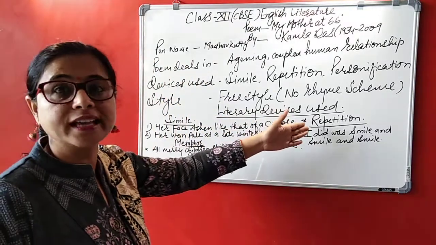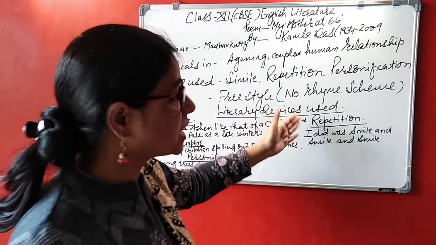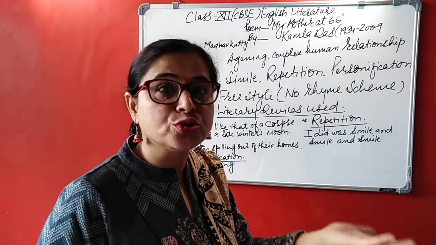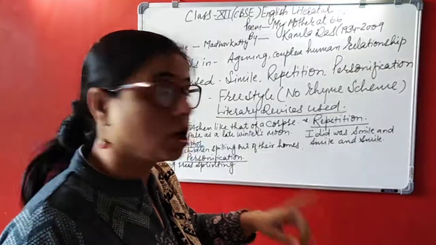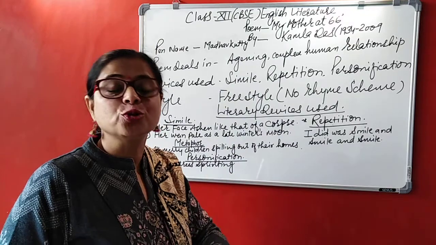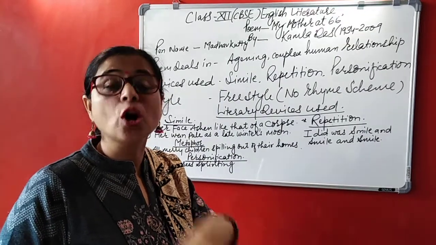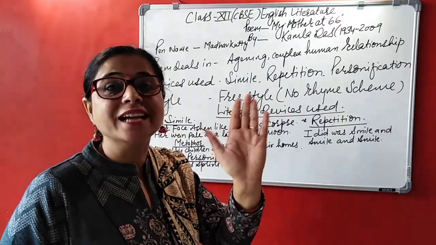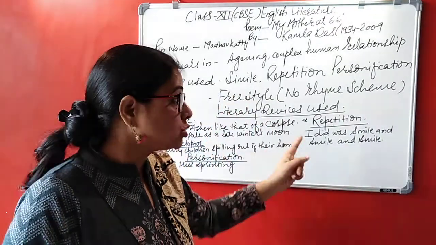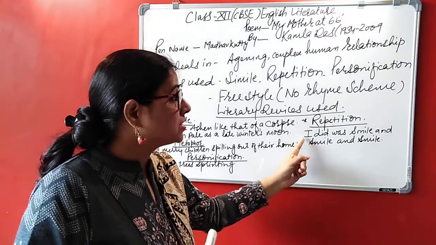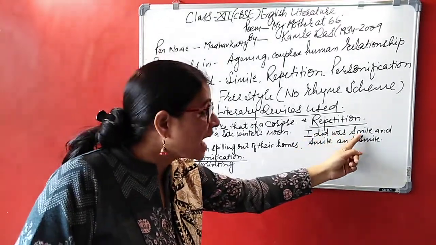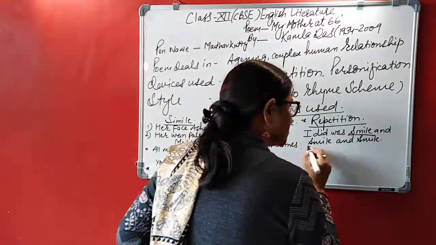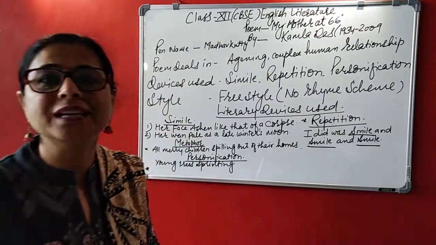Let's come to the next literary device used. It is repetition. Repetition is where a word is used again and again. In the last line, she looked towards her mother, brought an artificial smile, waved towards her mother and said, "See you soon, Amma." And what she did after saying so: "I did smile and smile and smile and smile." So the word smile is being repeatedly used.